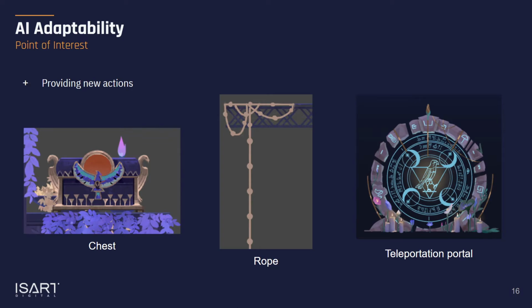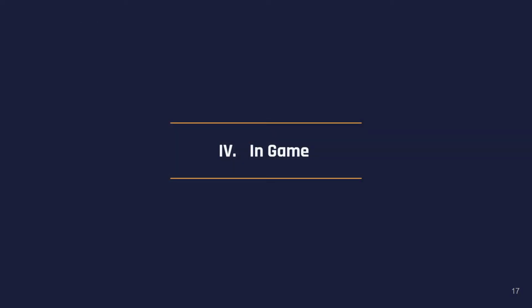If the AI sees the player, it might jump from its platform. If the player starts running away, the AI will still be able to chase him, even with ropes. Chests and portals don't provide any new action. However, they remain points of interest, which means the AI is more likely to hang around them while patrolling. Great adaptability for a good immersion. Let's take a look at some situations in-game.